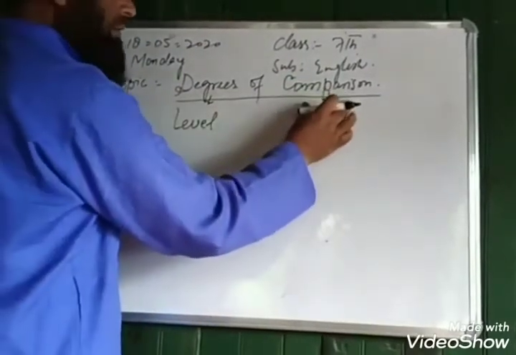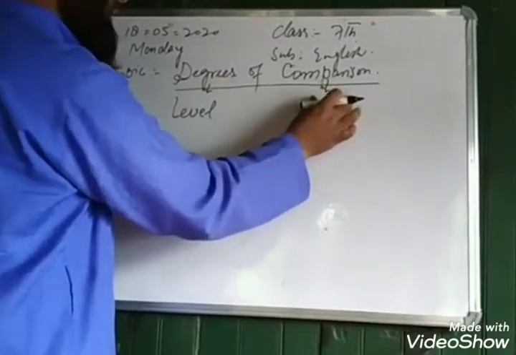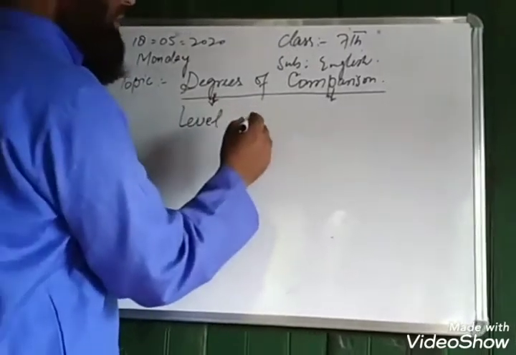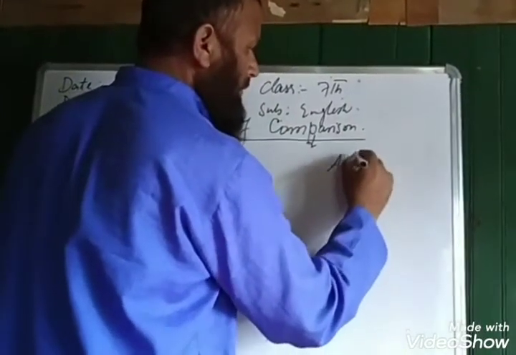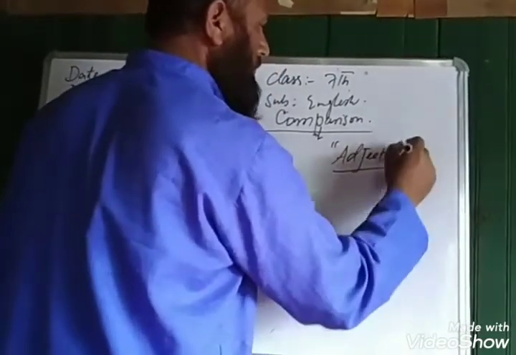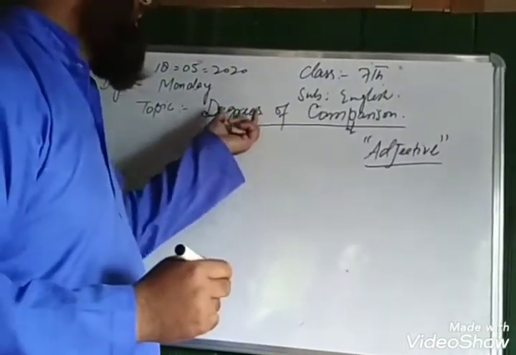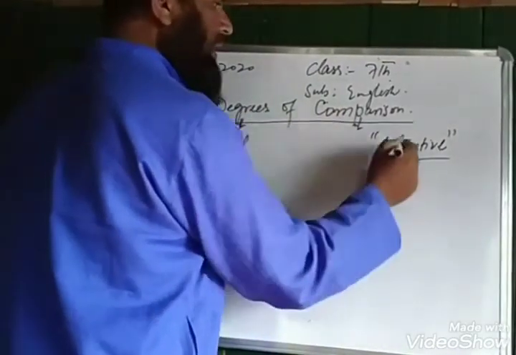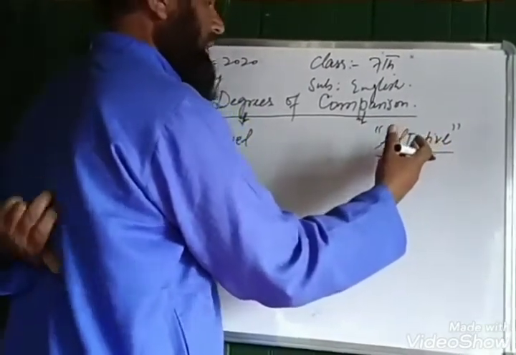So where we compare, to compare things, we need degrees. To compare things, we need levels. In this, we have a word, adjective. This adjective has degrees, and in these degrees we can make comparison. But these degrees are not in verbs. There are forms of the verbs.